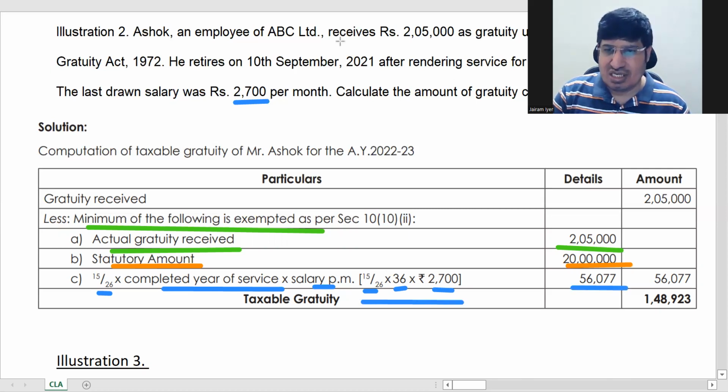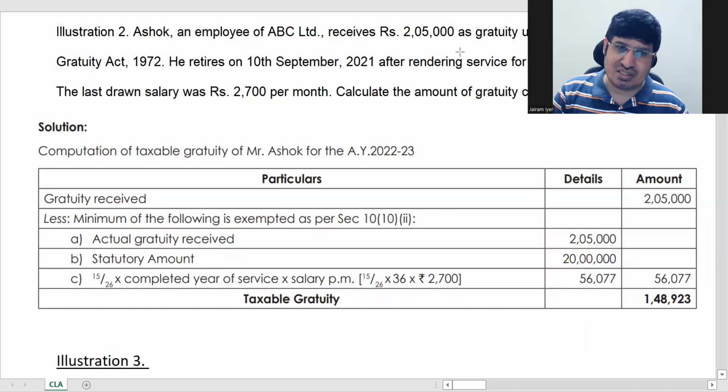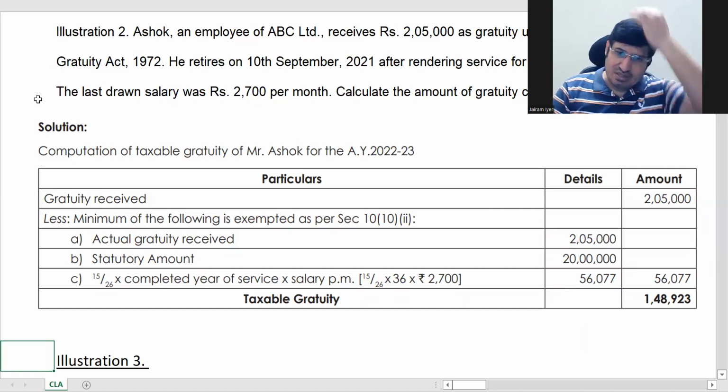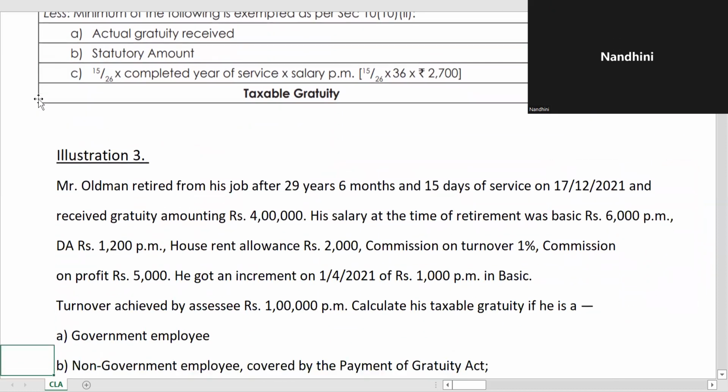Now least of the three is exempt, which is 56,077. This is exempt. So the last thing is to take the total 2,05,000 minus 56,077 and you will get the answer. Understood?